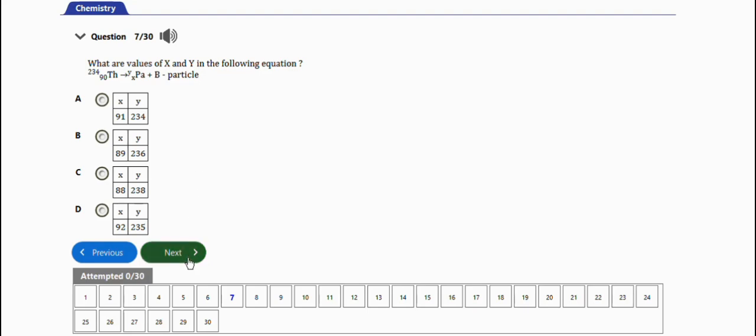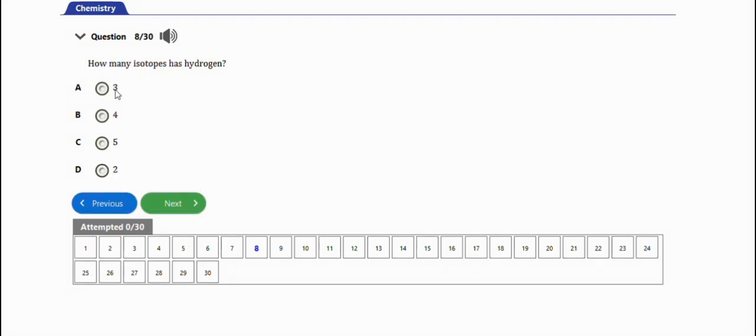The next question is this one. It says, how many isotopes has hydrogen? So hydrogen has 3 isotopes, guys. Take note of this question. Option A, the right answer. The next question is this one. It says, how many electrons does this charged atom contain? So this is phosphorus, guys, and it's a non-metal. Since it is a charged atom, it has taken part in a chemical reaction, so it's going to gain 3 electrons to attain stability.